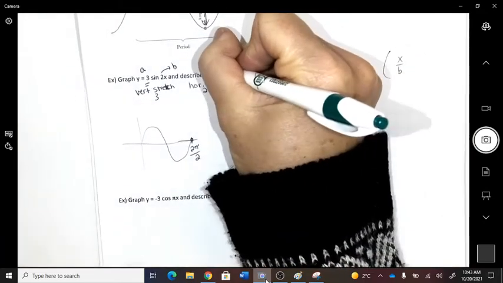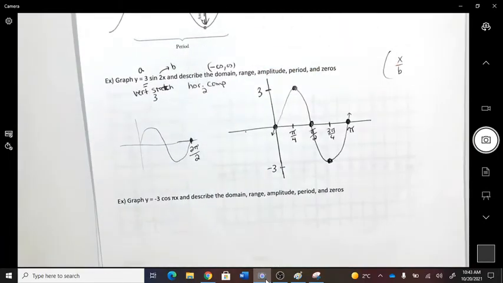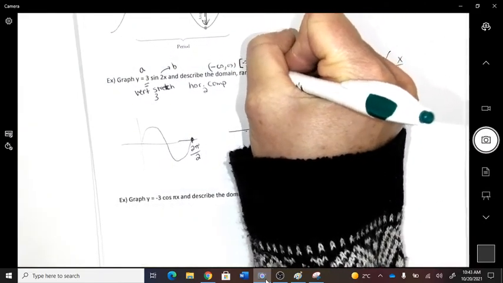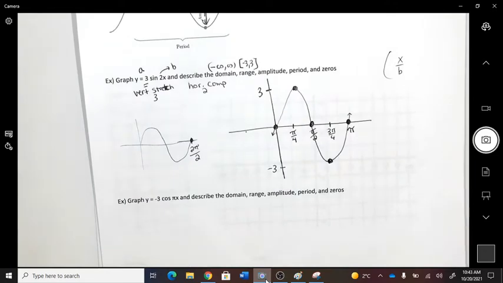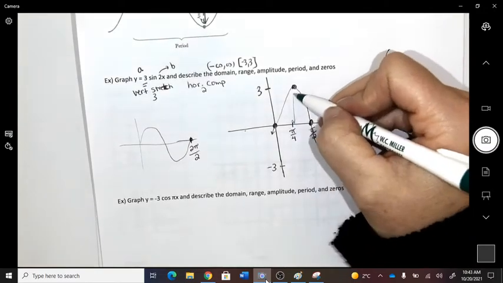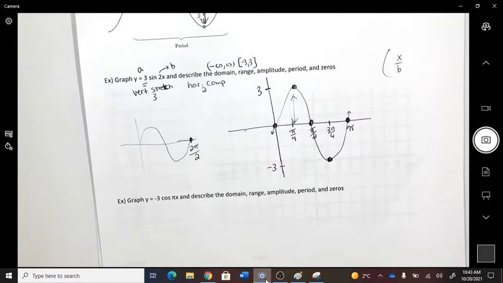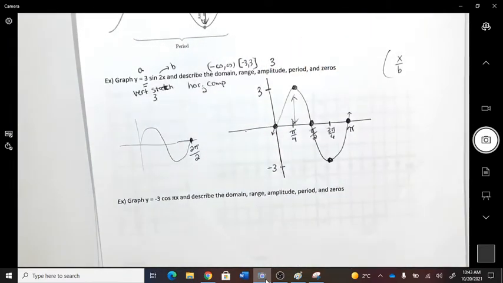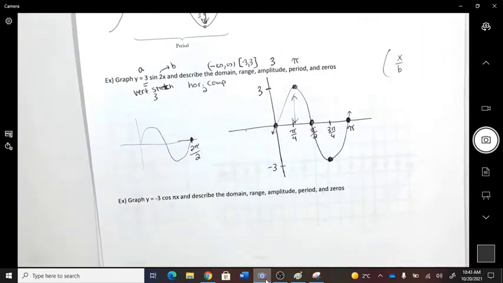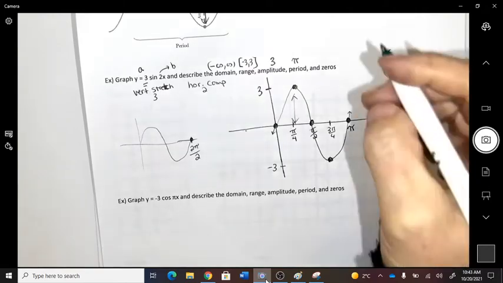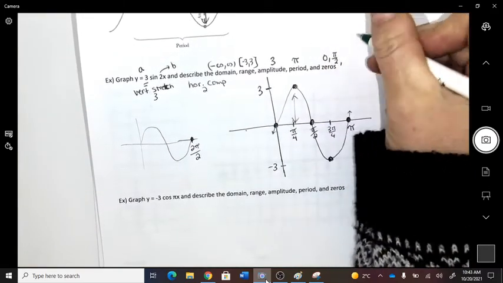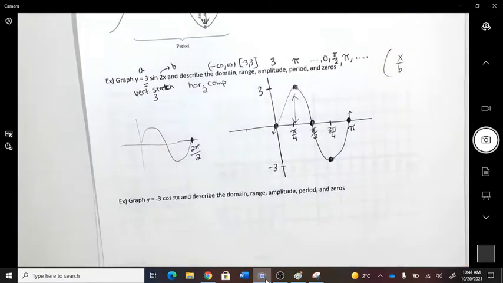Okay, domain. We're going forever, forever. Range. The range is now from -3 to 3. The amplitude is how much am I spanning away from the middle of this graph? 3. The period is how long does it take me to make a cycle? So instead of 2 pi, I'm squished in, so now it only takes me 1 pi. And your x-intercepts are like 0, pi over 2, pi. So basically every 90 degrees, you're hitting one.